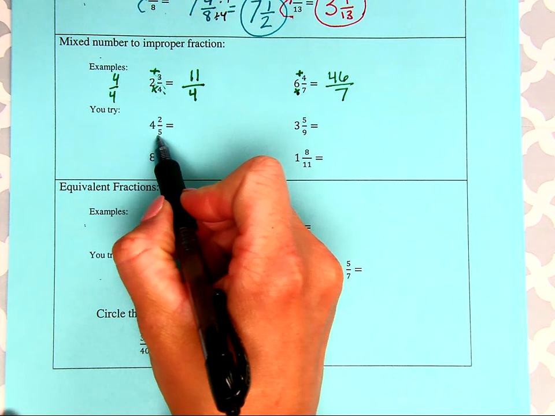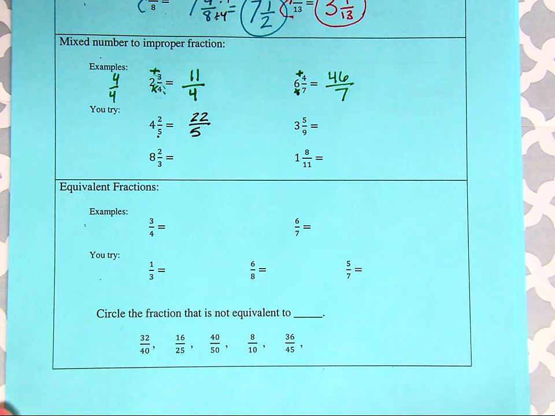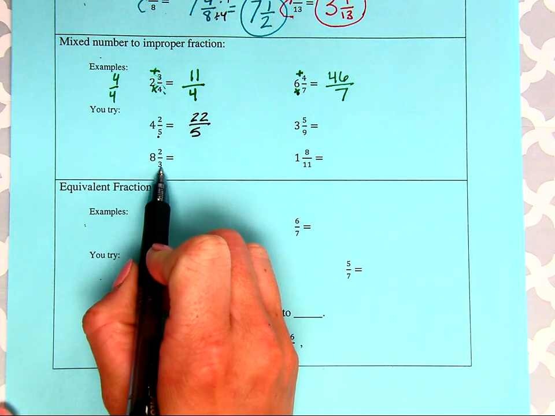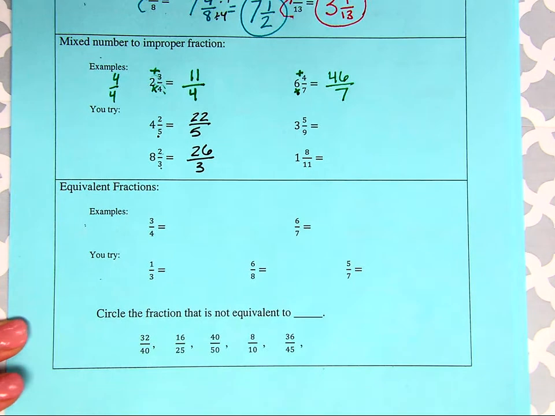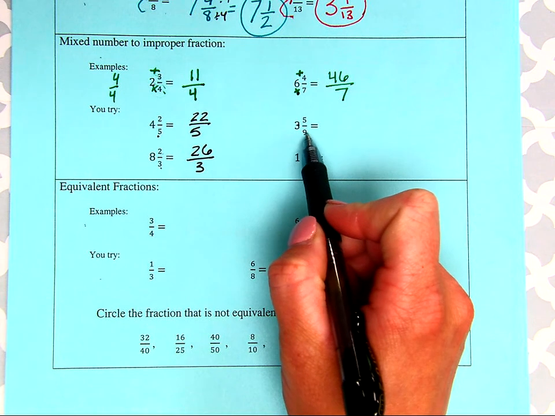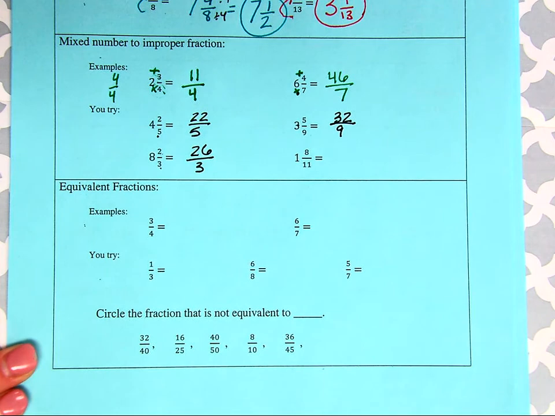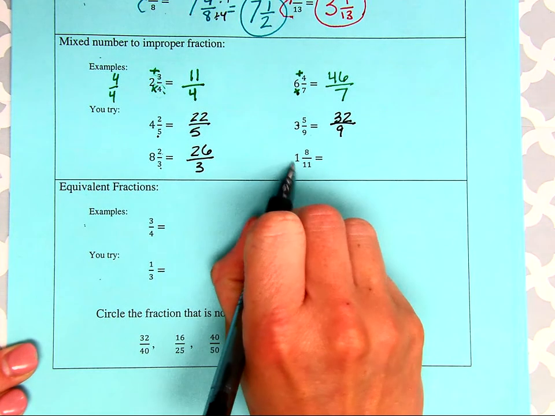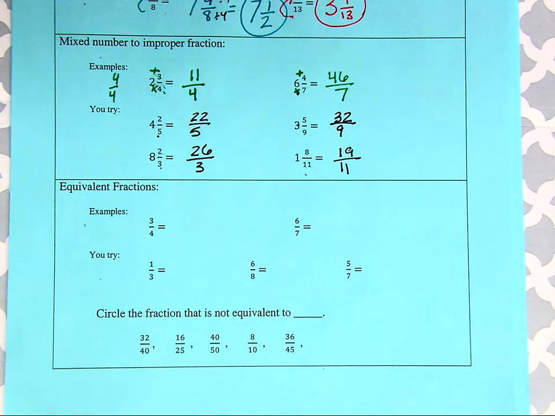So 4 times 5 gives me 20, plus 2 gives me 22 over 5. 8 times 3 is 24, plus 2 gives me 26 over 3. 3 times 9 is 27, plus 5 gives me 32 over 9. Keep that denominator. Last one, 1 times 11 is still just 11, so when I add the 8, I get 19 over 11. Okay, so we're going to stop here for part 1. Part 2 will fill in the next couple boxes.